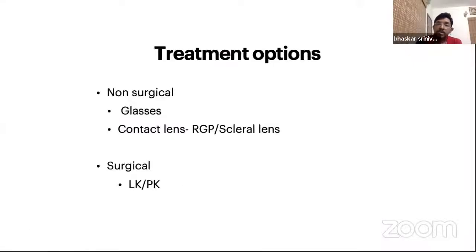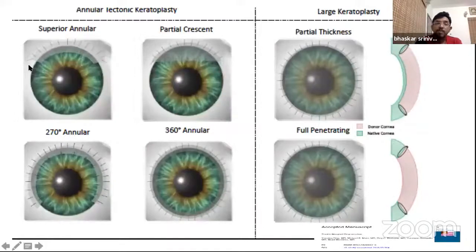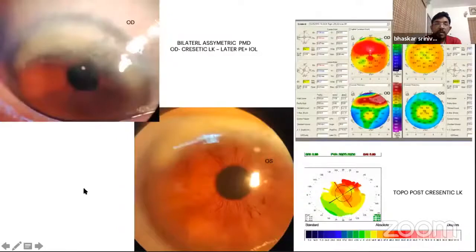Again, treatment options are non-surgical with respect to glasses or contact lenses, RGP or sclerals, and surgical would be with respect to LK or PK. And you have various options. You could either have an annular graft, a crescentic graft, a full penetrating keratoplasty, or various versions of lamellar keratoplasty. So this patient had a crescentic lamellar graft, following which the patient underwent cataract surgery.